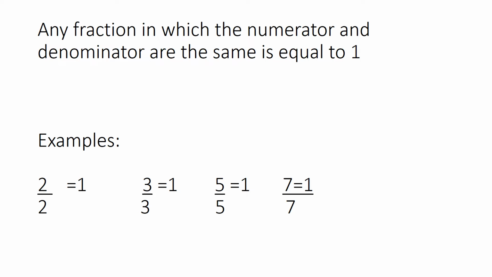Any fraction in which the numerator and denominator are the same is equal to 1. For example, 2 over 2 is equal to 1, 3 over 3 is equal to 1, 5 over 5 is equal to 1, and 7 over 7 is equal to 1. Why? Let's take the example of 2 over 2. If you divide 2 by 2, you'll get 1.